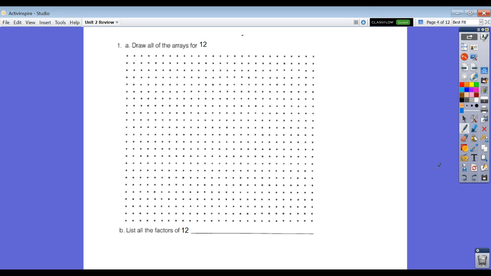And as you work on this study guide, I want you to remember that the problems on the study guide are very similar to the ones you will see on your Unit 2 test.